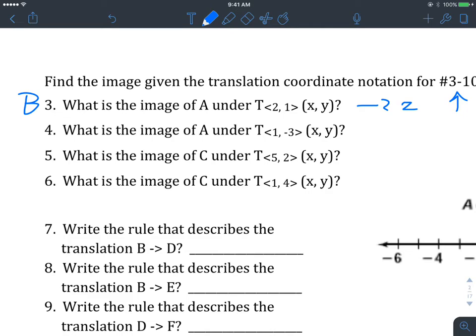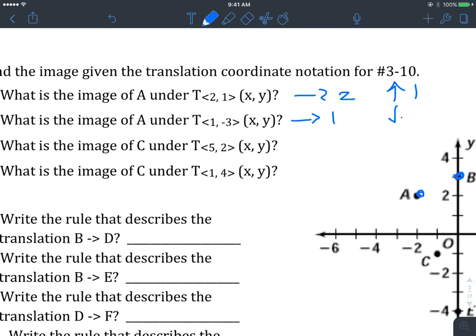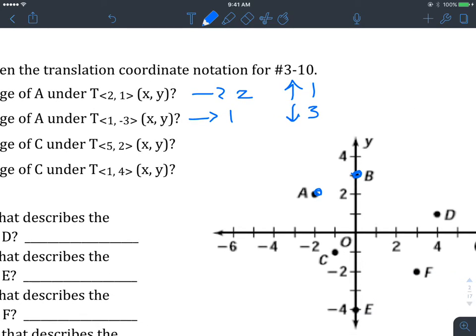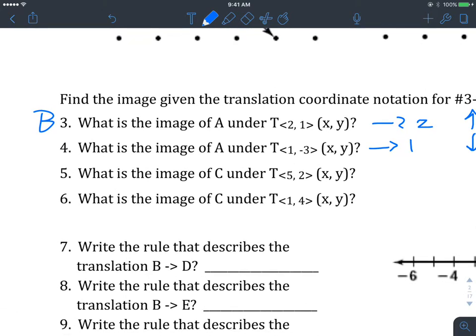Okay, what if we go from A, but do it a little differently? This says right 1, but then the minus 3 means down 3. So right 1, down 3, that would be over there at C for that one.